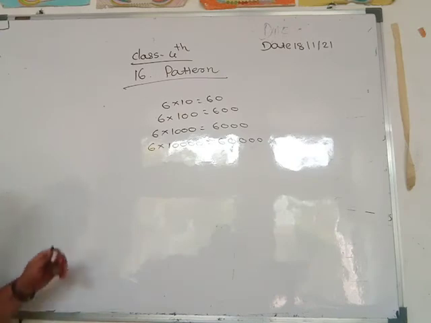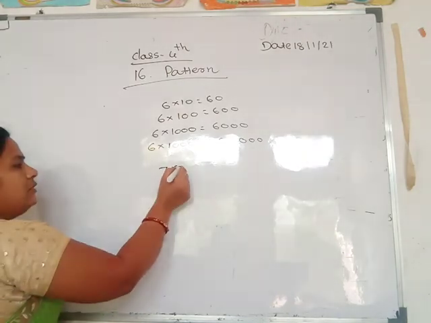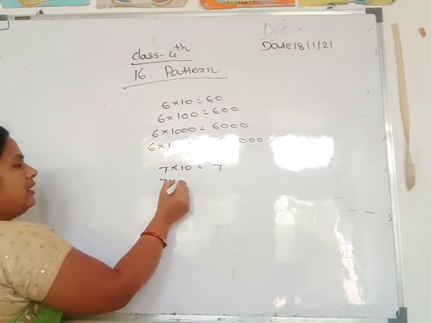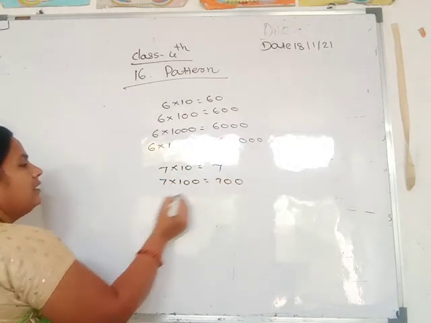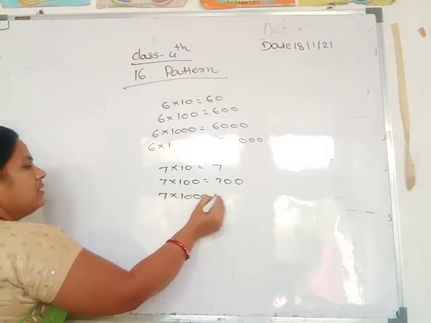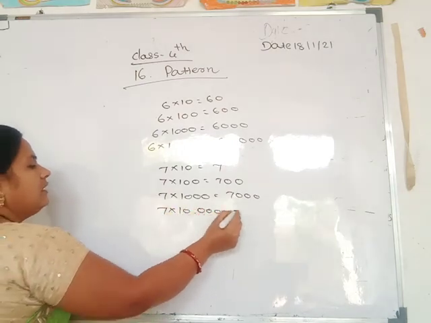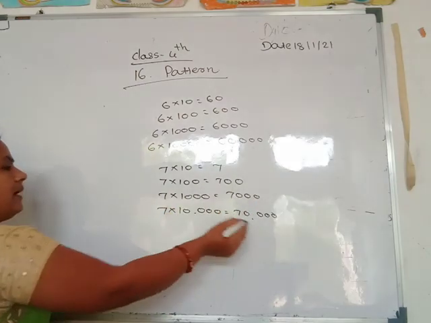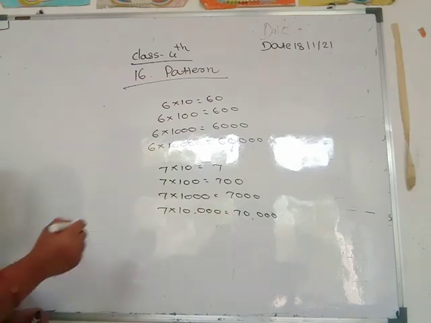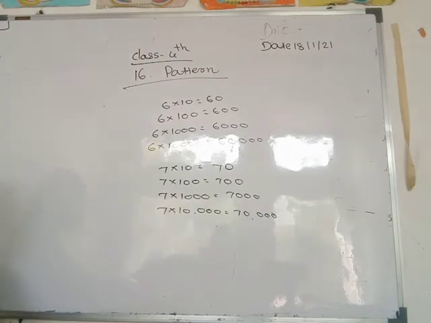Then again the same type of pattern with 7. 7 into 10 is equal to 70. 7 into 100 is equal to 700. 7 into 1000 means here 7000 and 7 into 10,000 means here 70,000. See this is also a pattern, increasing only one 0. Then here your pattern chapter is completed. In homework you complete page number 87 and 88. Okay.